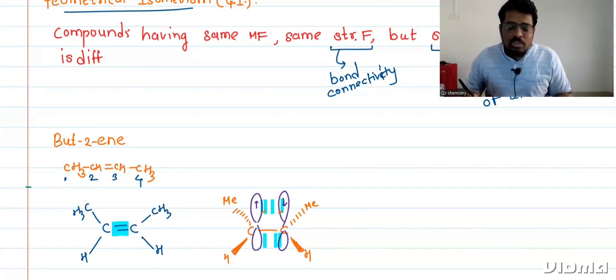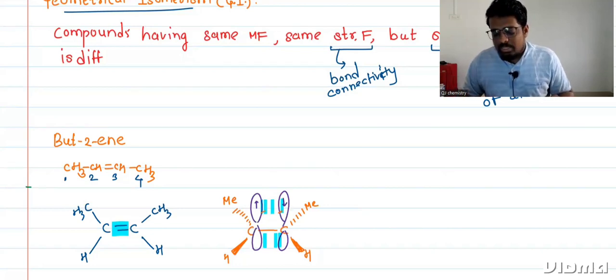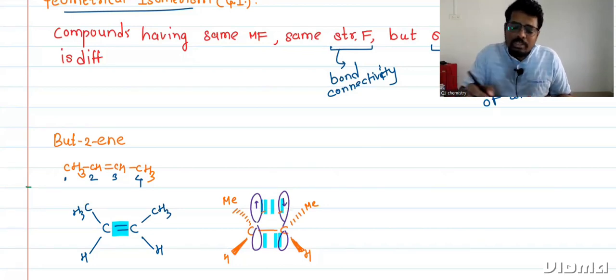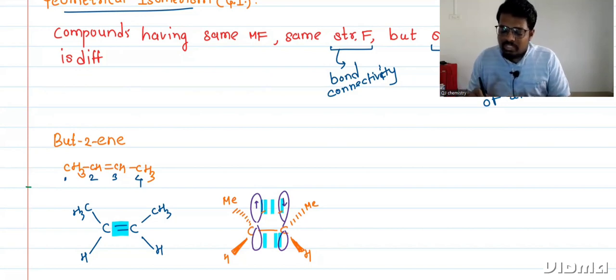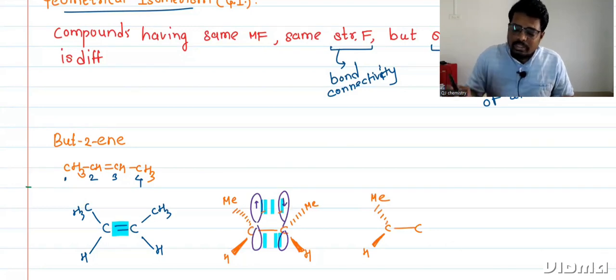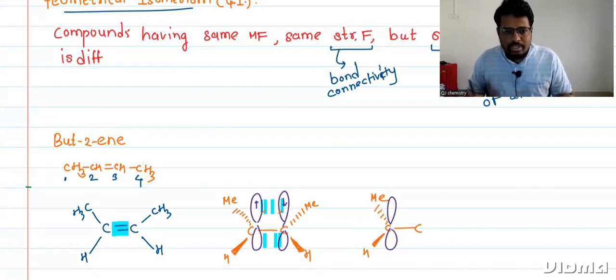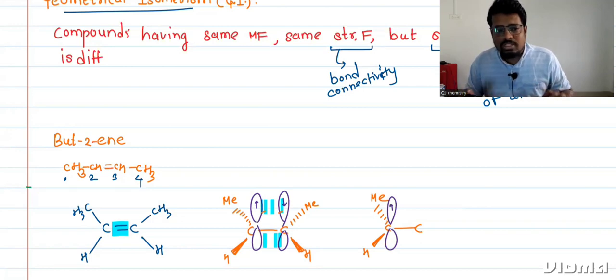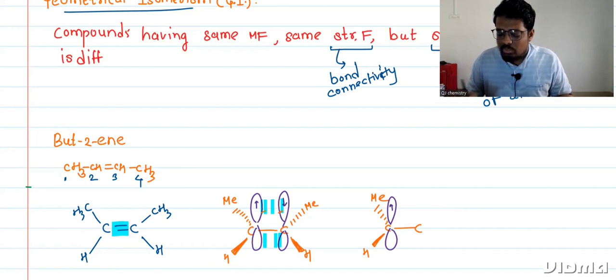Now, if we rotate this carbon-carbon double bond, then what will happen? Let us fix one carbon atom. I'm keeping this one carbon atom fixed and I'm rotating the second carbon atom. So these are the orbital arrangements, the first p orbital. Now I'm rotating the second carbon by keeping the first carbon fixed. So let us rotate the second carbon. By rotating, what will happen? The methyl group is present below the plane.